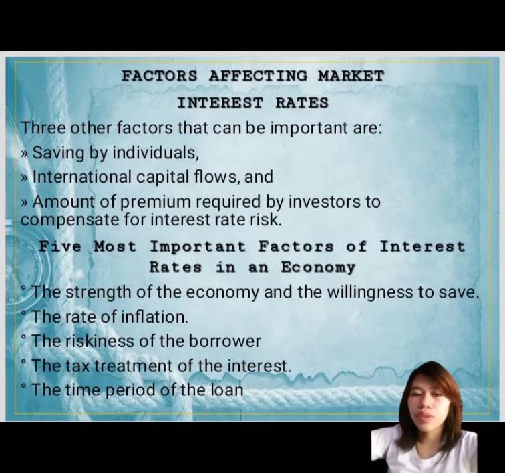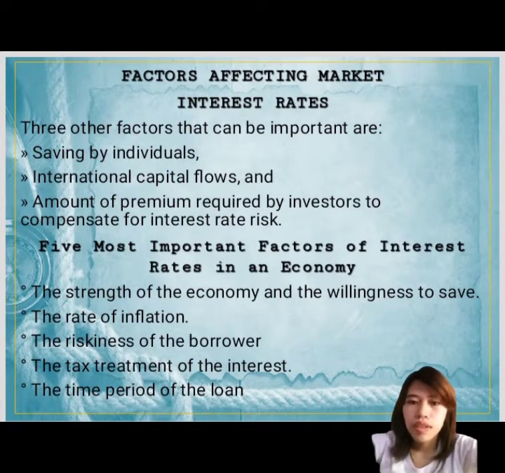Second is the rate of inflation. People's willingness to lend money depends partly on the inflation rate. If prices are expected to be stable, we may be happy to lend money for a year at 4% because we expect the same purchasing power at the end of the year. If the inflation rate is 10%, it would not be acceptable.